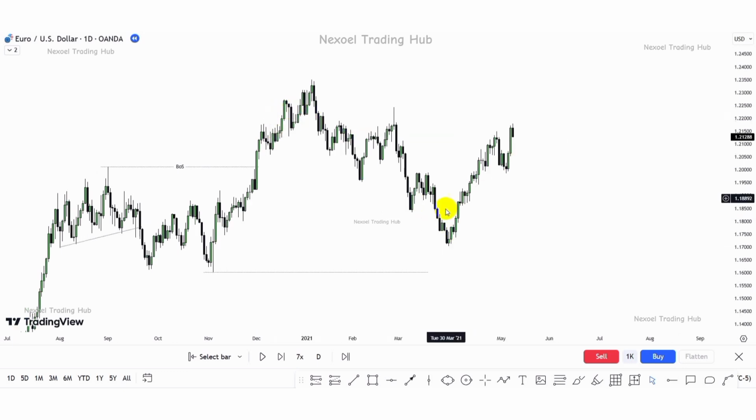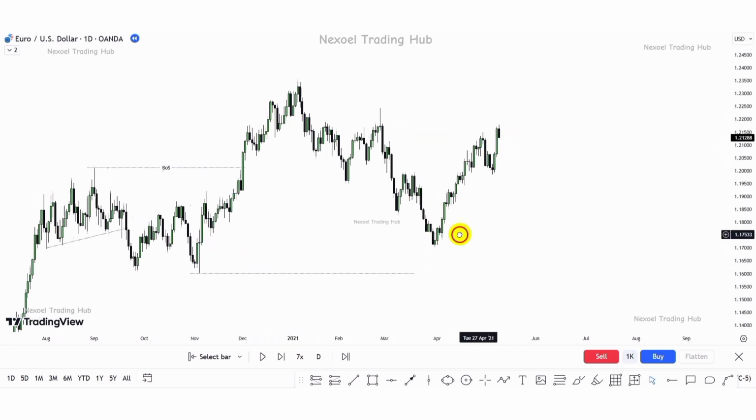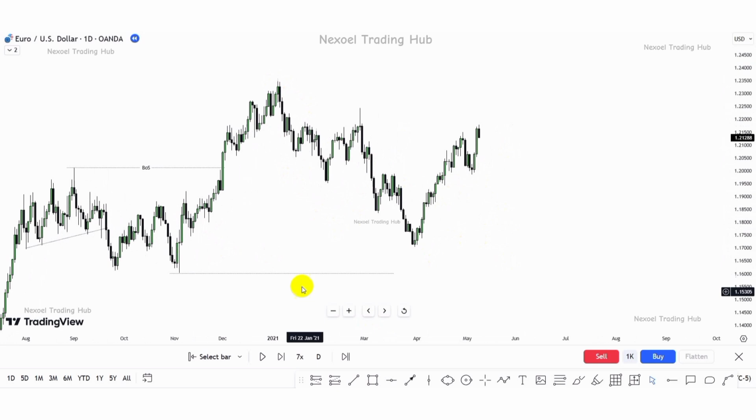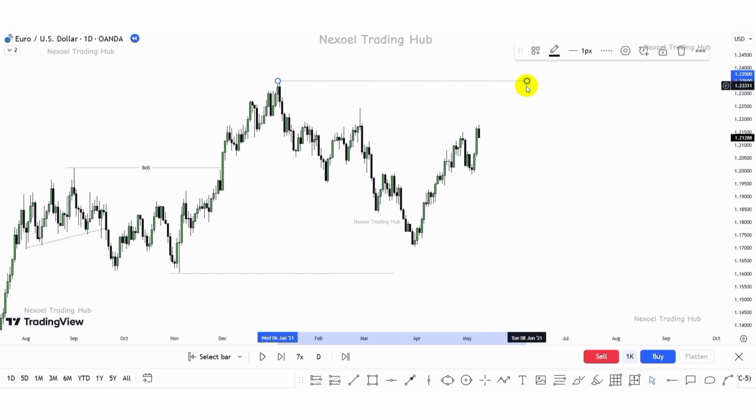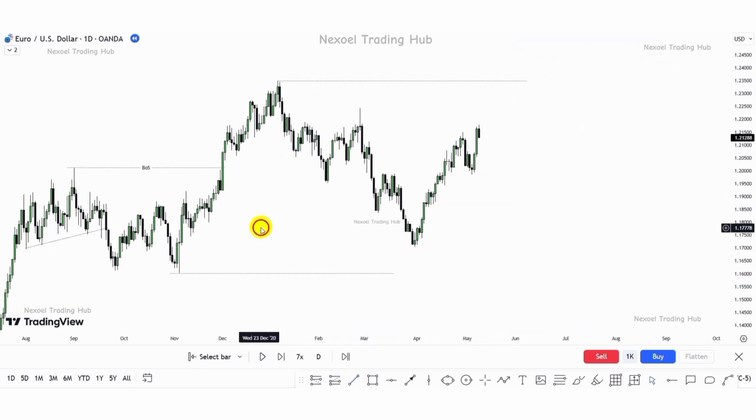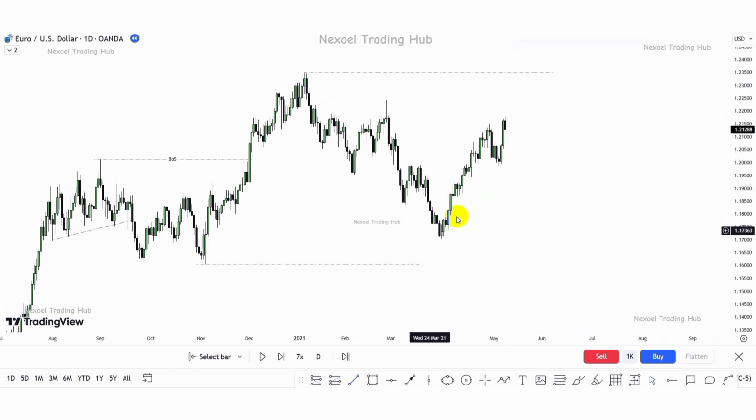So now we can see price return. Since we've now seen a pullback, price has already created the high, and this is the high. So we are expecting to see a return because price has already sought all the internal liquidities.